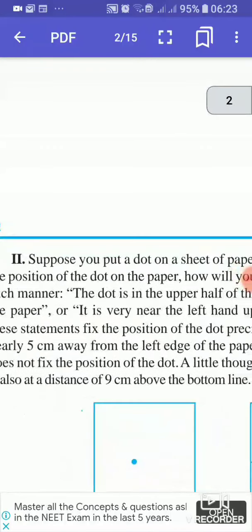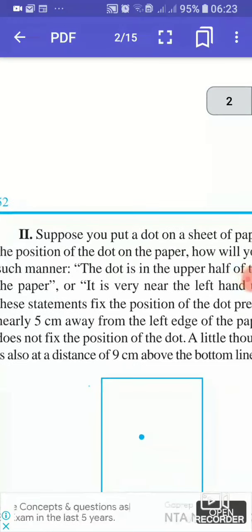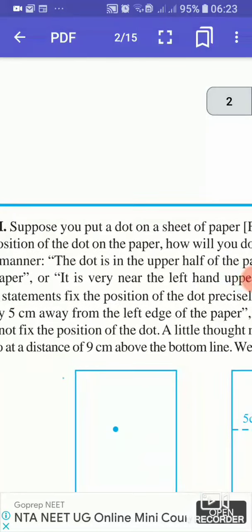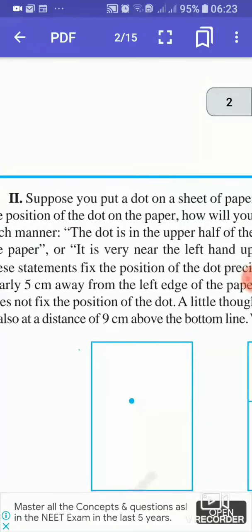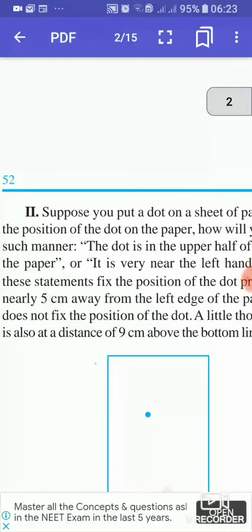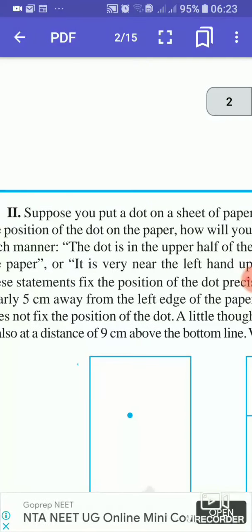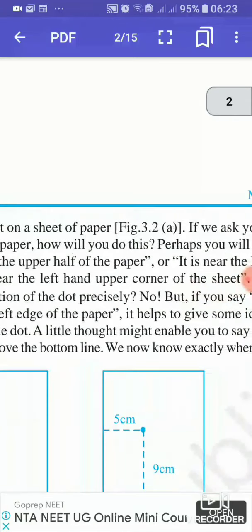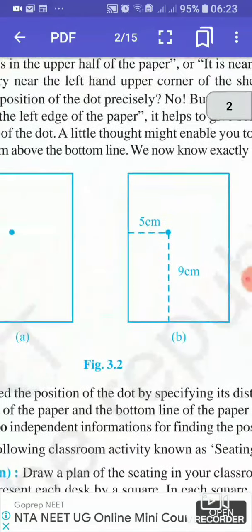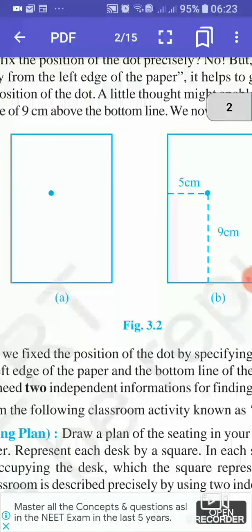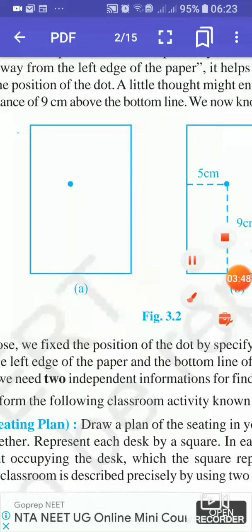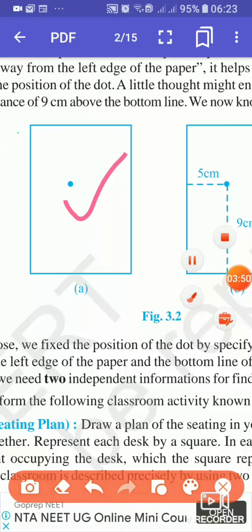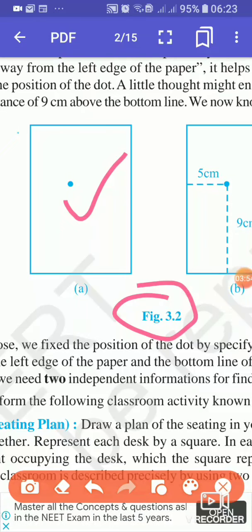Now come to the second point. This is the second activity, to find out the location of any object in a 2D plane. Suppose you put a dot on a sheet of paper, figure 3.2a. You can see figure 3.2a, right? You put a dot like this.